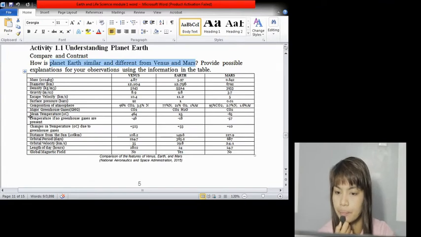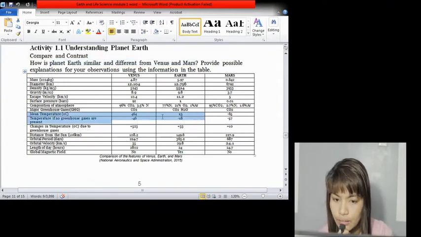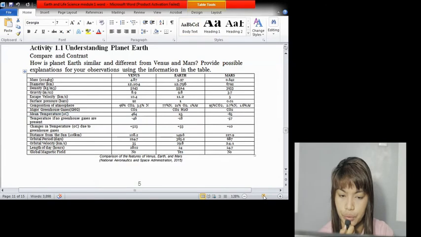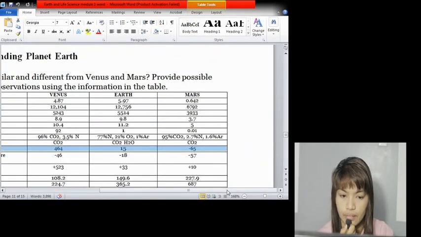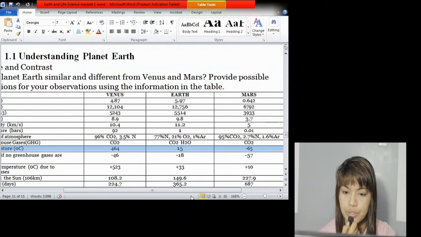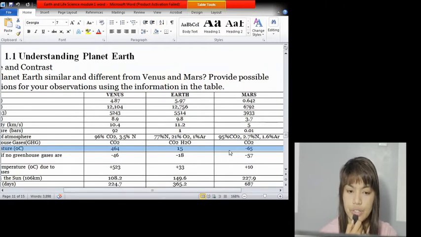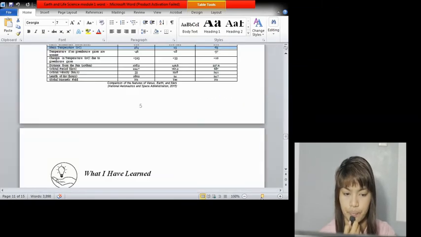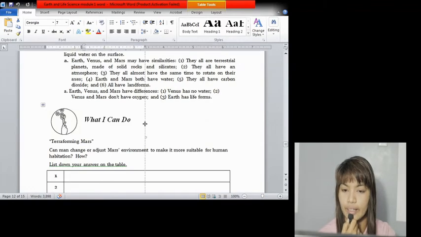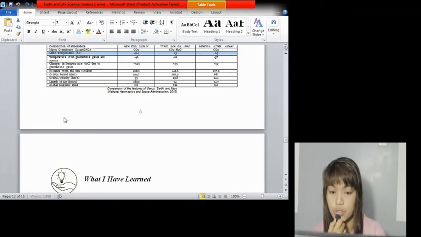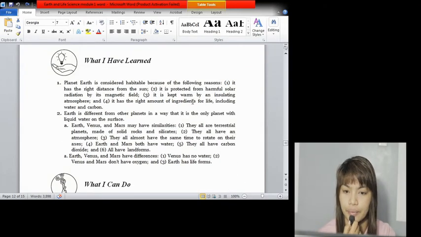For example, temperature. You're going to compare the temperature of Venus, Earth, and Mars. So you can say that Venus is hotter than Earth, and then Mars is colder than the Earth. So only 3 answers. And then jump to what I can do, because what I have learned is a summary.